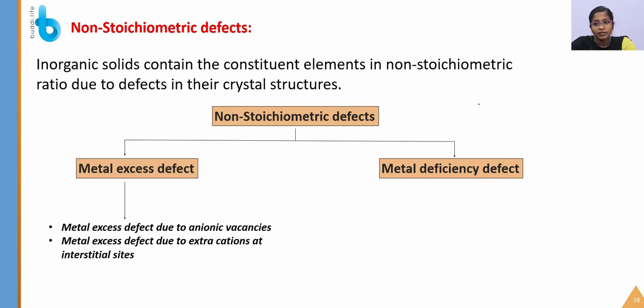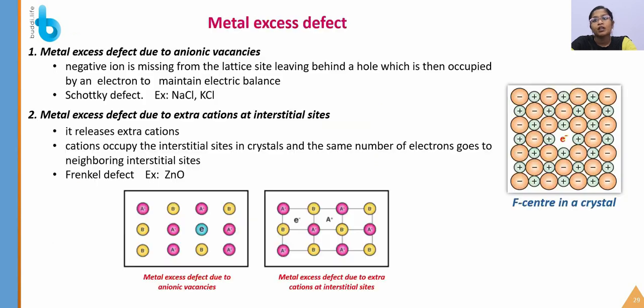This metal excess defect is further classified into two types. One is metal excess defect due to anionic vacancies, and then the metal excess defect due to extra cations at interstitial sites. So these are the two types, okay. And now we are going to see about the metal excess defect due to anionic vacancies, okay. So what is happening here, a negative ion, that is an anion, is going to be missing from the lattice site, leaving a hole in that particular crystal lattice, which is then occupied by an electron to maintain the electrical balance, okay.